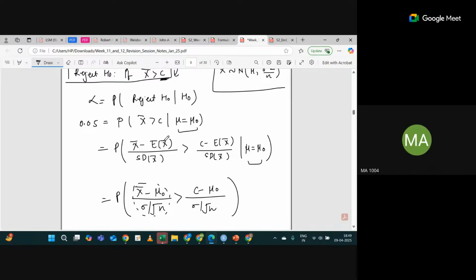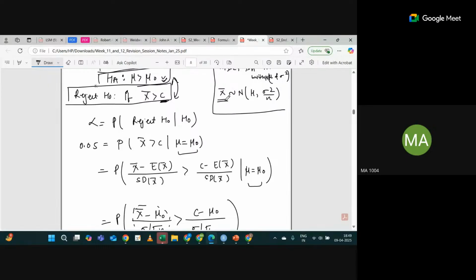What is the distribution of x bar here? Normal, with mean mu and variance sigma square by n. So what is the expectation of x bar? Mu only. And what is the value of mu? Mu naught. Okay, we are substituting that.